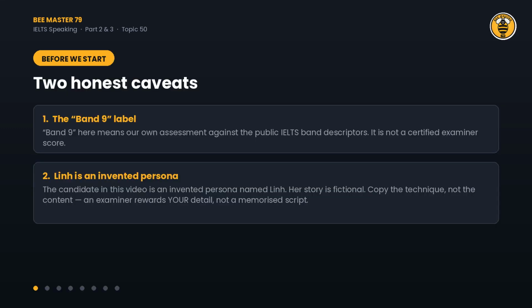2 things before we start. First, the Band 9 label is our own assessment against the public IELTS band descriptors. It is not a certified examiner score. Second, the candidate you're about to hear is an invented persona called Lynn, and her story is fiction. Copy her technique, please, but never her content. The examiner is marking your language, not your life.